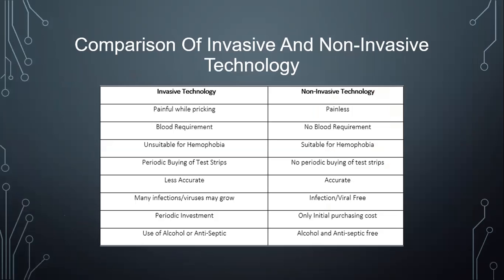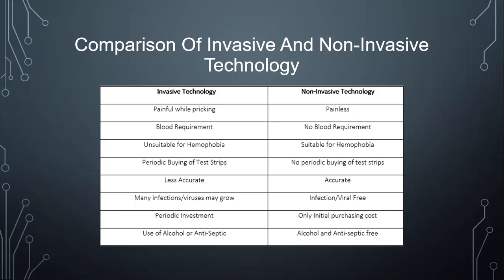Now, this is the comparison of invasive and non-invasive technology. You can also say this is the value creation which we are going to offer from our device. Number one, the invasive technology is quite painful because pricking is involved. It requires blood. It is unsuitable for hemophobia. Periodic buying of test strips is also required. It is less accurate, and many infections and viruses may grow because of it.